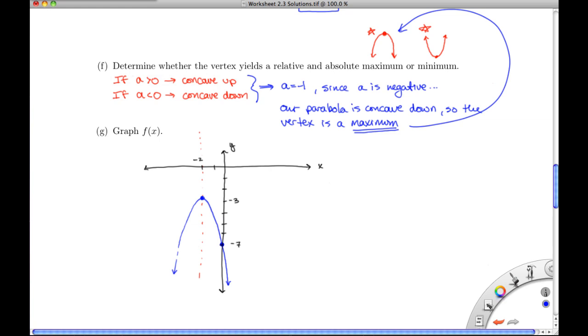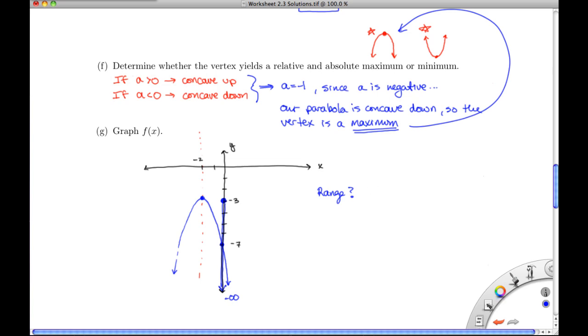Now, one thing that we had kind of left open was the idea of the range. And once we've got the vertex and we've determined how the parabola is oriented, it's a little bit easier to see the range. And again, the range is going to be this y-axis projection. So if we project our curve on the y-axis, then from -3 all the way down to negative infinity, that's going to be our range.